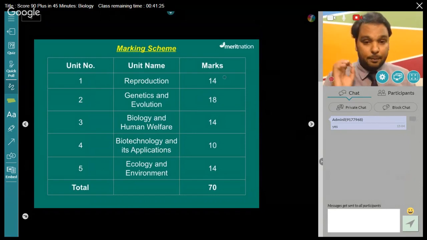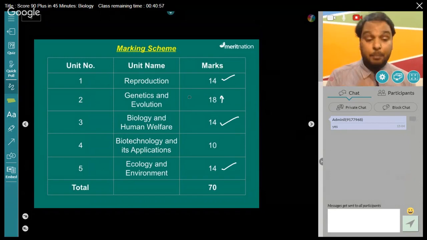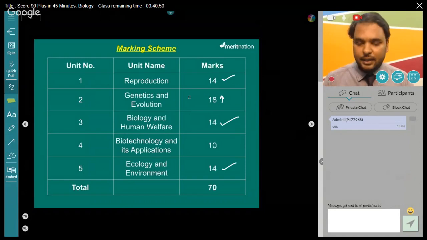If you see this marking scheme, reproduction, biology and human welfare, and ecology and environment carry equal weightage, that is 14 marks. The highest marks are from genetics and evolution. Out of all these units, genetics and evolution is one of the toughest and a little complex because it has genetics and evolution, but for all biology lovers, it's one of the best chapters in 12th biology. I think all of you will say I'm telling you the right thing, that we all love genetics. So genetics carries maximum marks, that is 18.